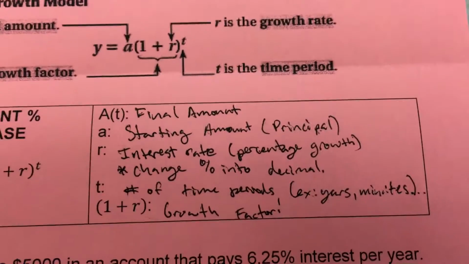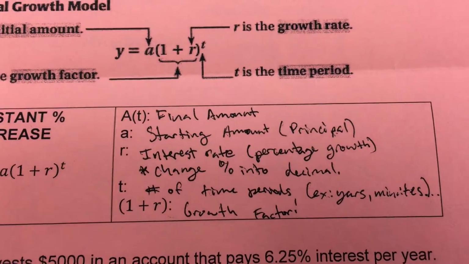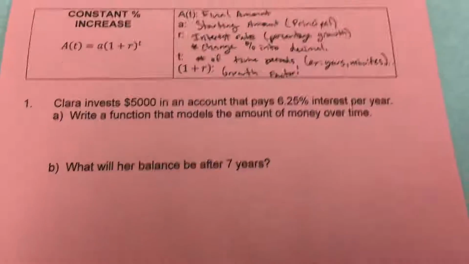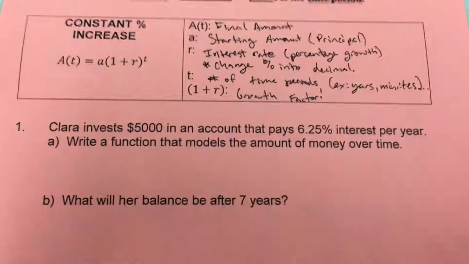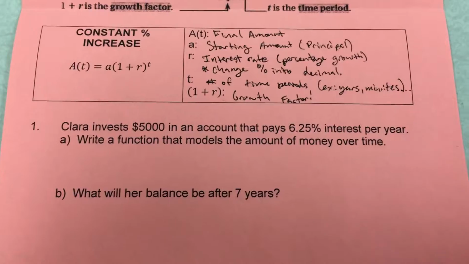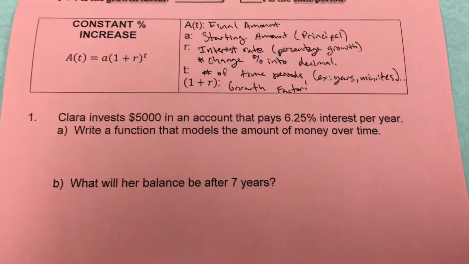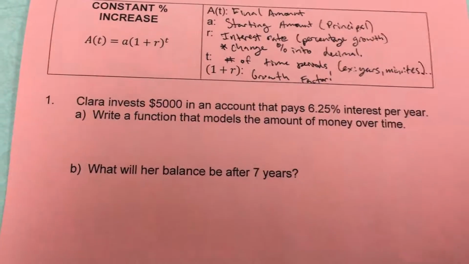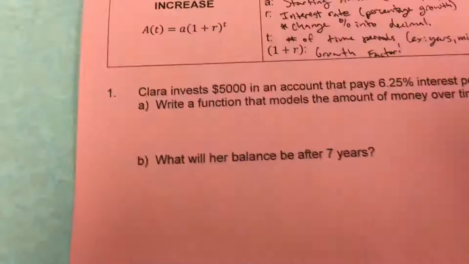Pause if you need it. Now let's get on to the word problem. So here, Clara invests $5,000 in an account that pays 6.25% interest per year. Write a function rule that models the amount of money over time. What's her balance after 7 years? Okay, so this gives us everything we need to know.